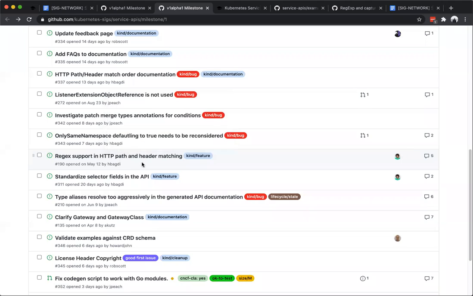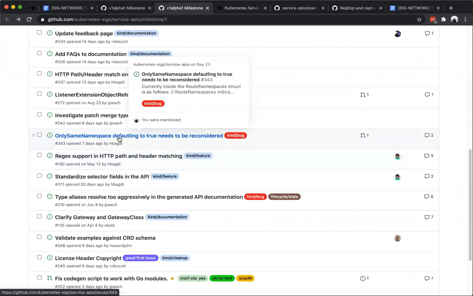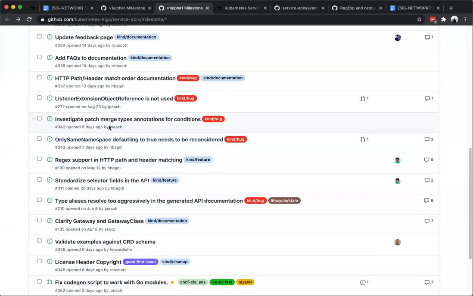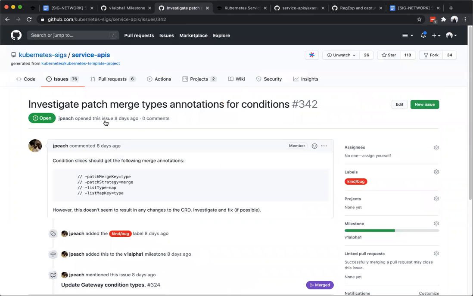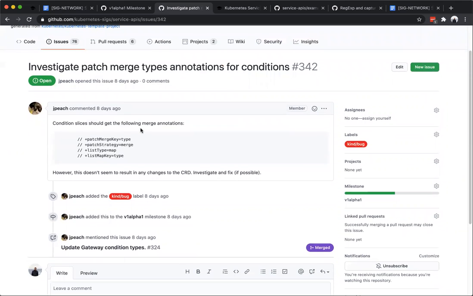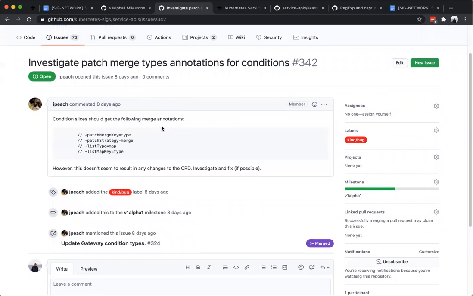Let's see. I've already got a PR that should hopefully solve this one. James, I don't know if we've discussed this issue yet. Patch types for conditions. No, I don't think we discussed it in a call. So this is the annotations that you're kind of supposed to put on condition slices to make them work like maps. Yeah. So you get one condition per key, per condition type.